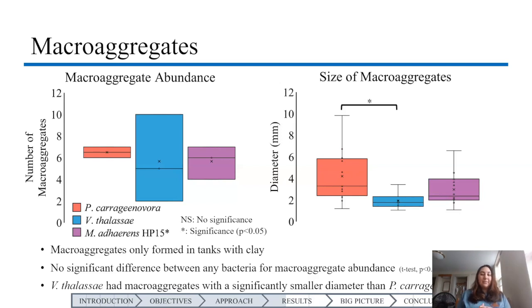The macroaggregates that formed were light-colored and varied in appearance from fluffy to dense. Each roller tank resulted in 2 to 10 macroaggregates, although there was no significant difference in abundance between the bacterial species. Vibrio thalassii had a significantly smaller diameter for its macroaggregates compared to Pseudothermomonas carragenivora, but not Marinobacter adherens HP15, as shown here with the significance indicator. The significance was calculated using a t-test with a p-value of less than 0.05.